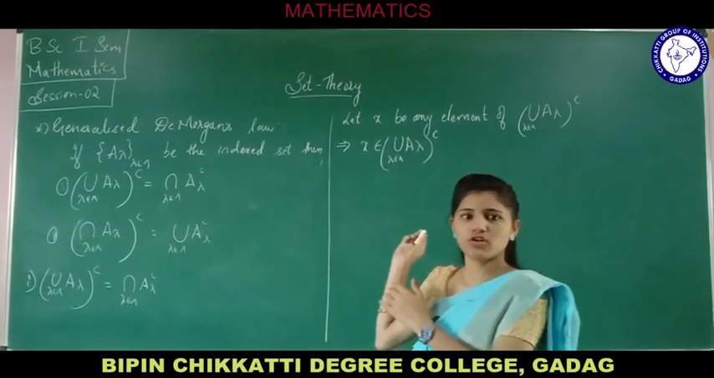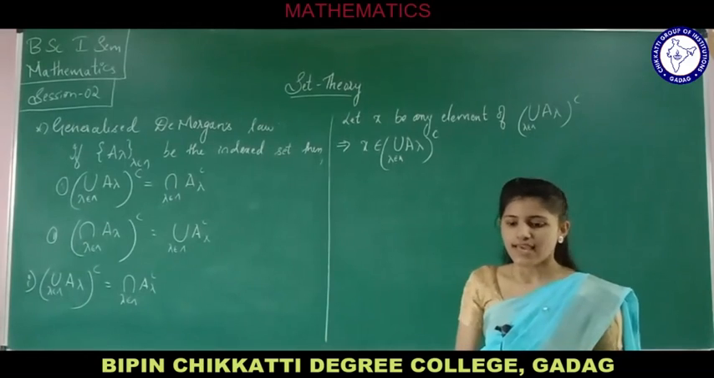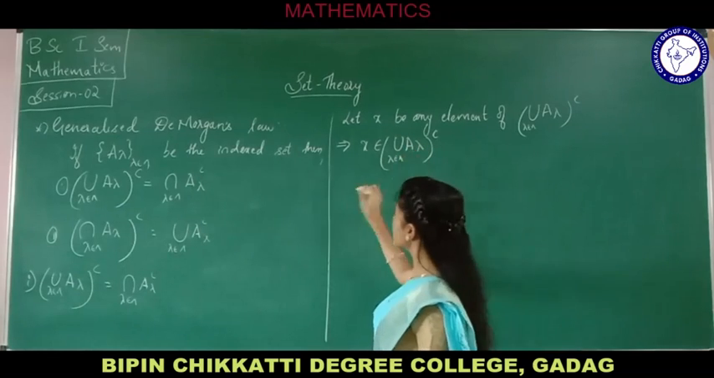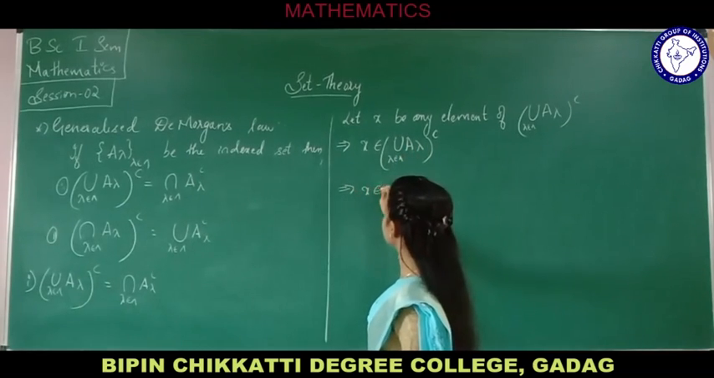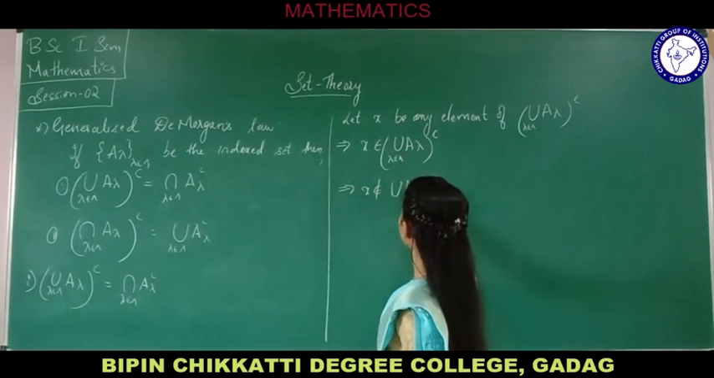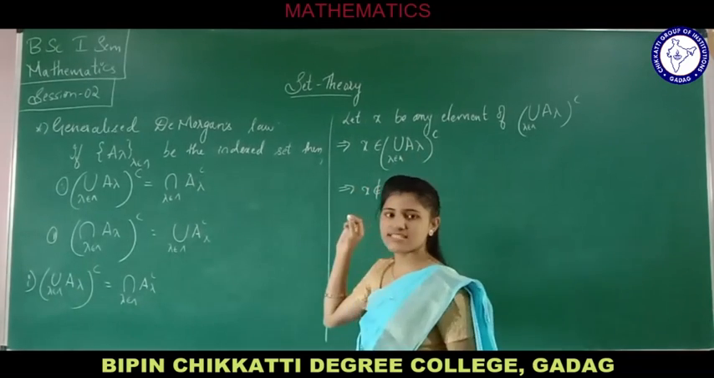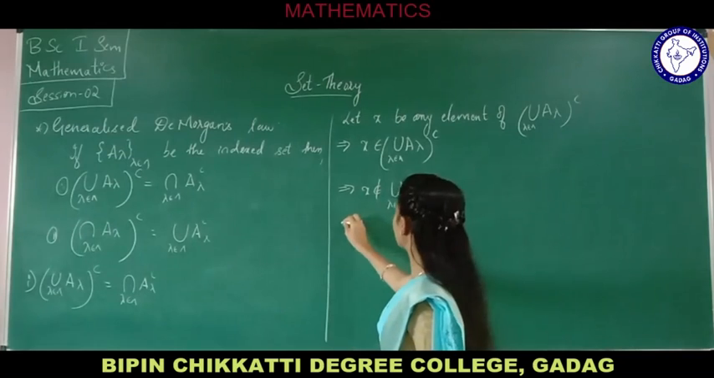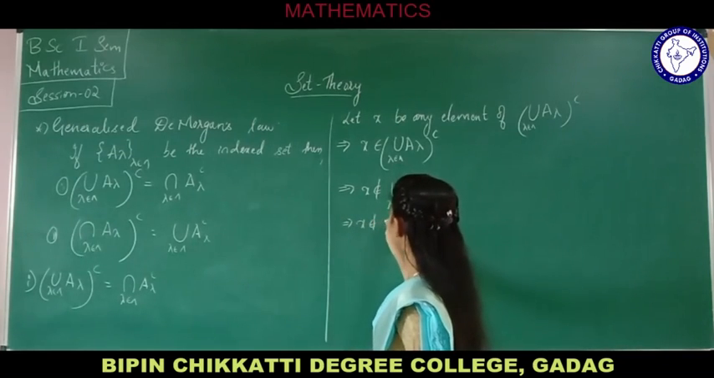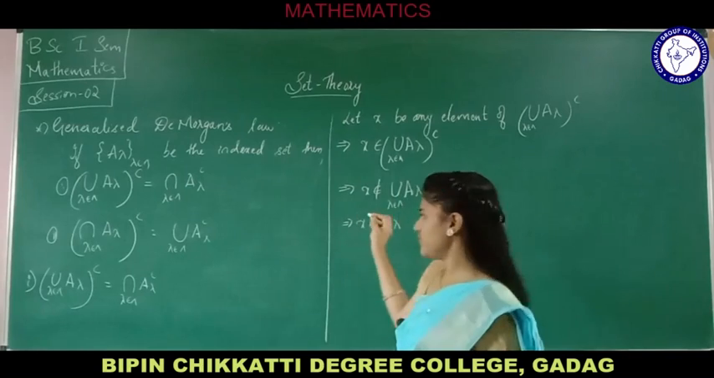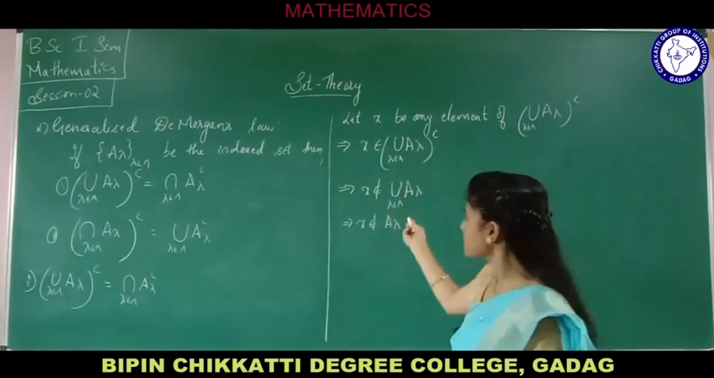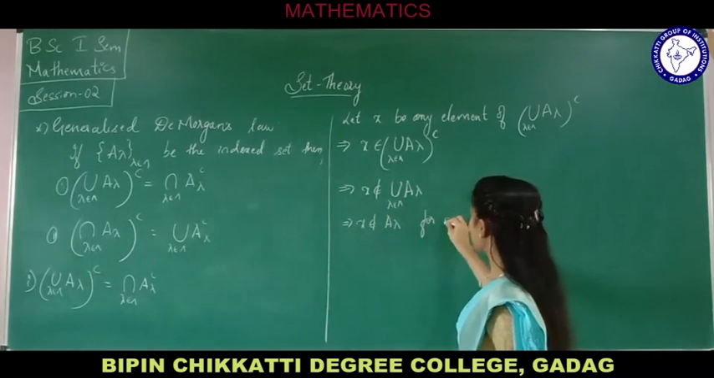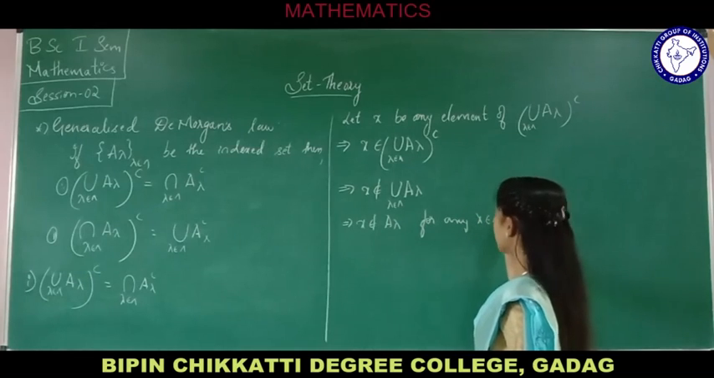If it belongs to this, it simply means that x does not belong to the union of A lambda. If it belongs to its complement, then it simply means that x does not belong to the union of A lambda where lambda belongs to this indexed set. If so, what is going to happen? It implies x will not belong to A lambda. If it does not belong to the union of A lambda, then it does not belong to A lambda for any lambda belonging to this indexed family.